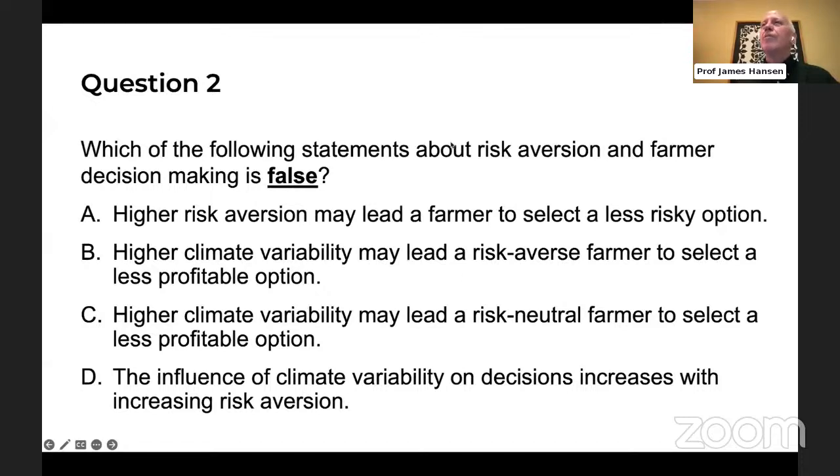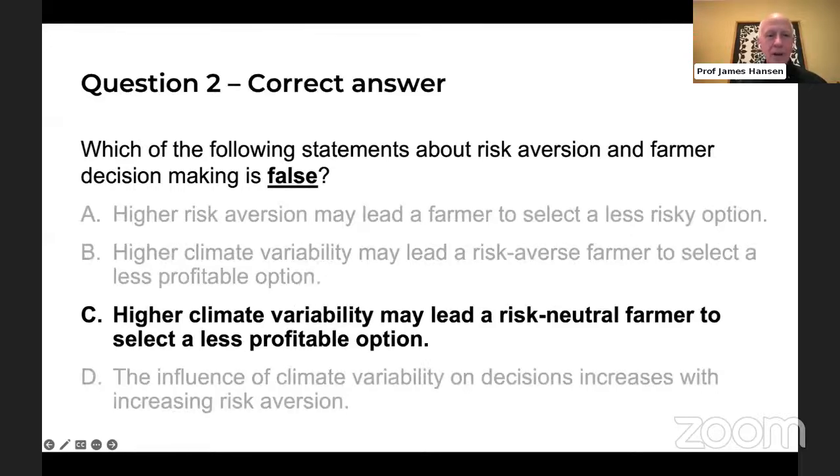Question 2, which of the following statements about risk aversion and farmer decision making is false? The statement that is false is C. Higher climate variability may lead a risk-neutral farmer to select a less profitable option. Higher climate variability may lead a risk-averse farmer to select a less profitable option, but not a risk-neutral farmer. A risk-neutral farmer cares just about maximizing expected returns and not about reducing their variability.